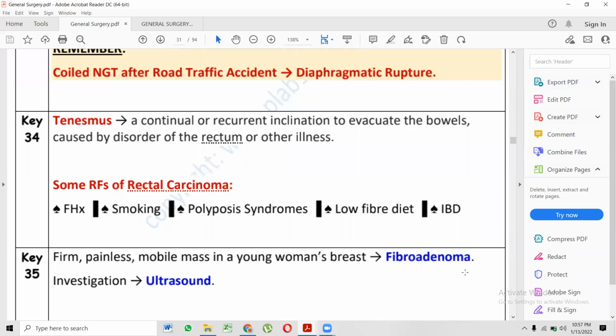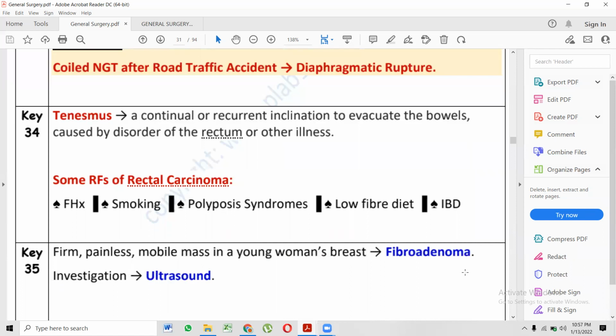Firm painless mobile mass in young women, breast fibroadenoma, initial investigation would be ultrasound. Remember that for any swelling in general surgery, the initial investigation will be ultrasound, followed by FNAC.